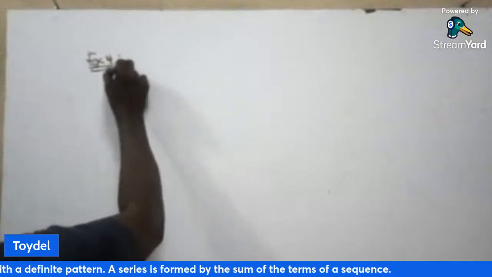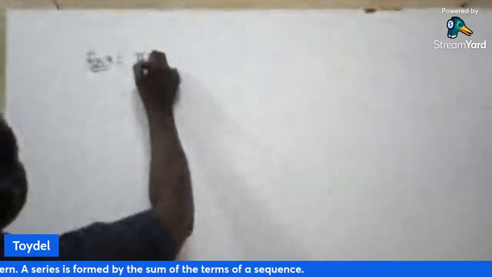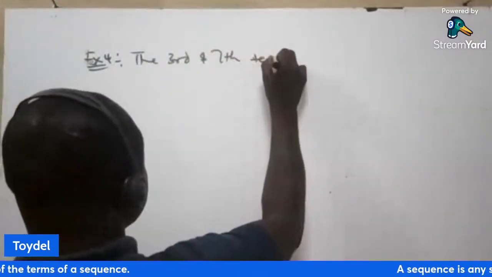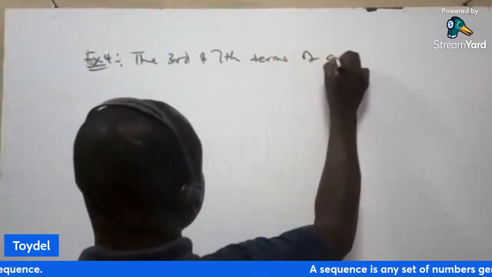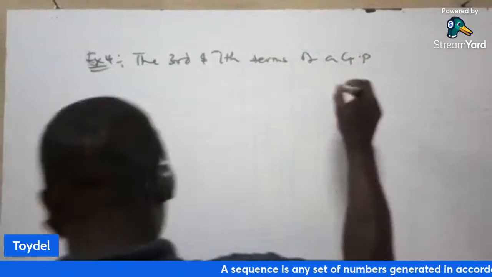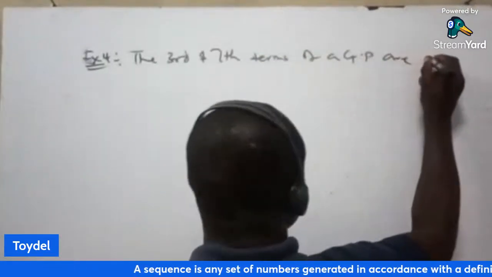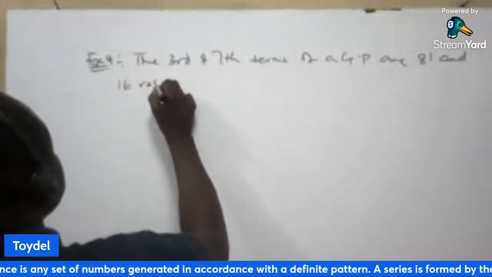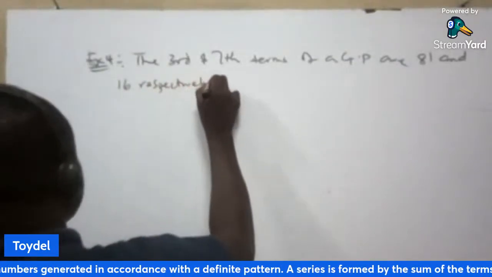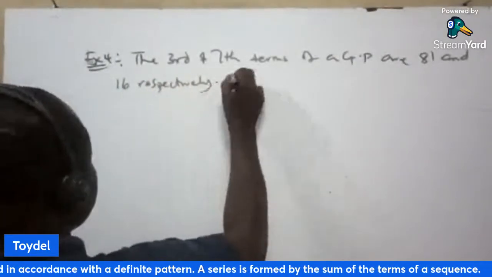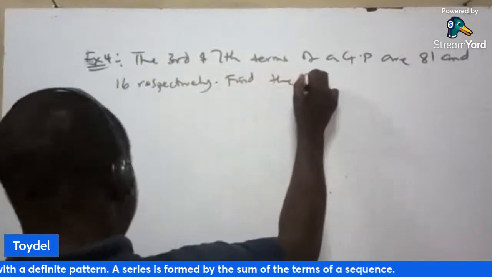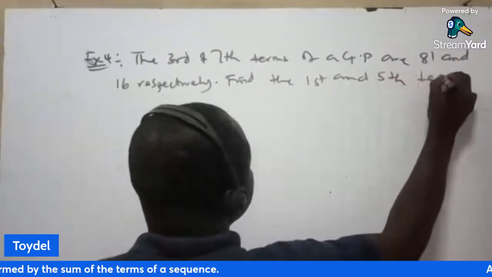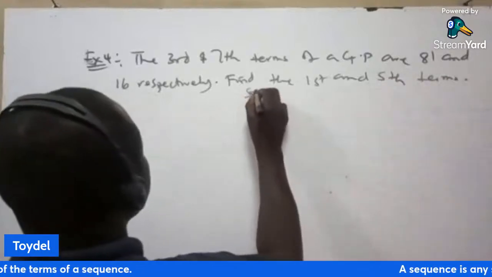Example 4. We are given that the third and seventh terms of a geometric progression are 81 and 16 respectively. Find the first and fifth terms. Solution.